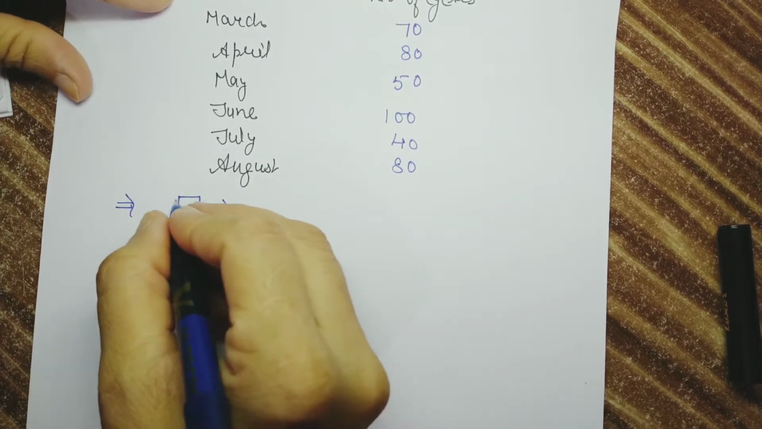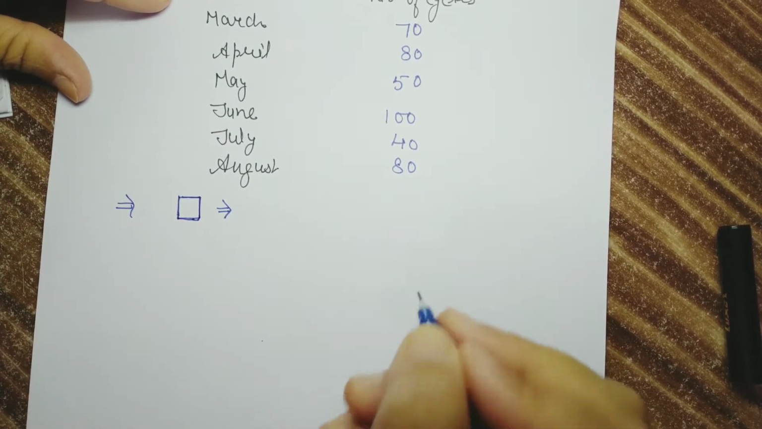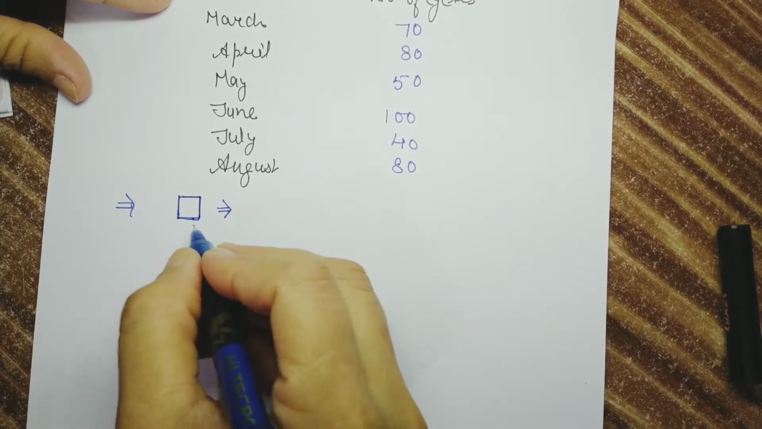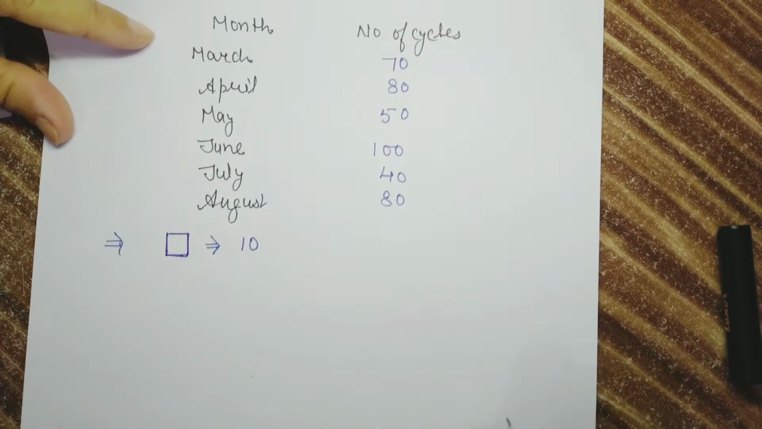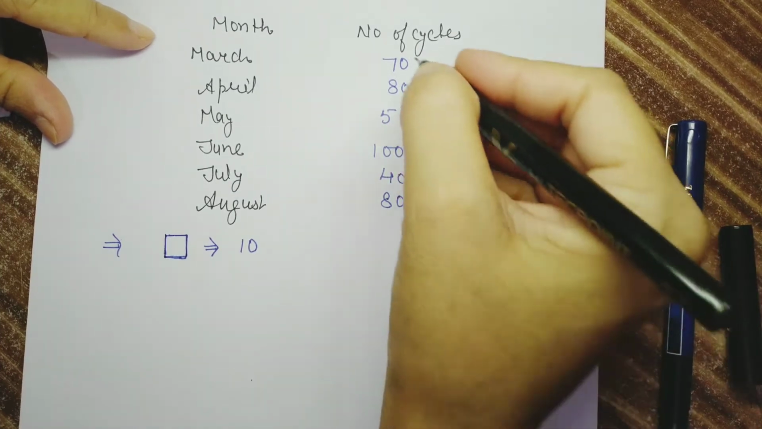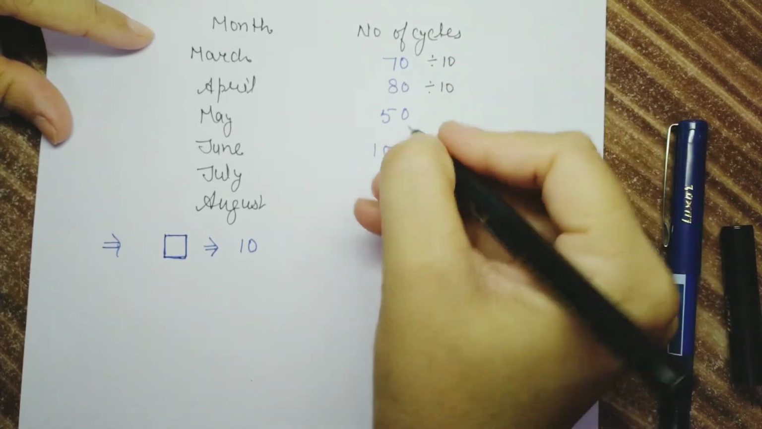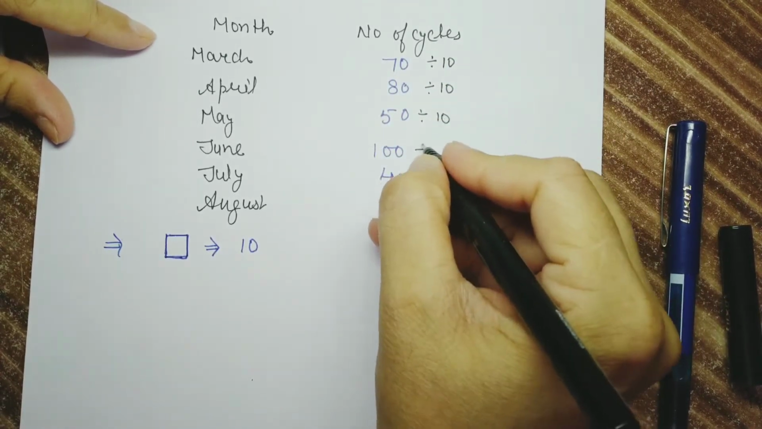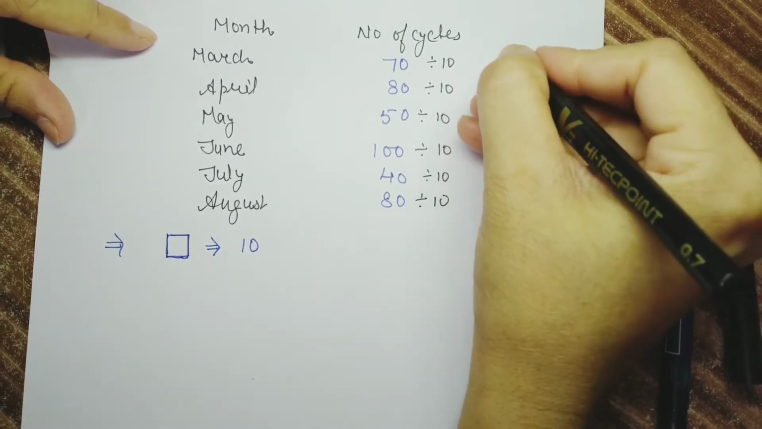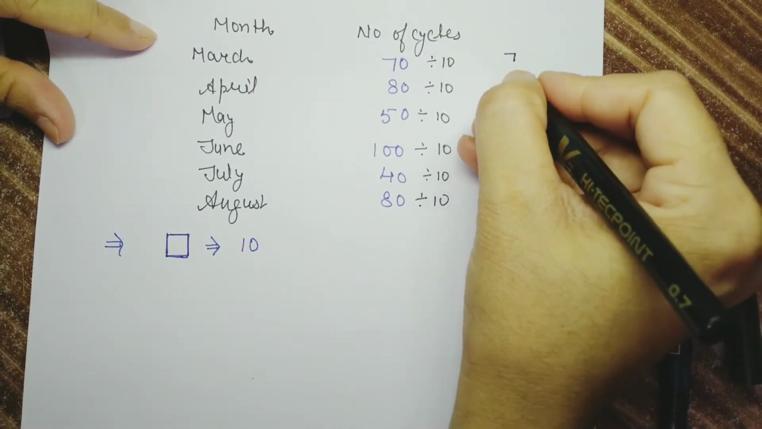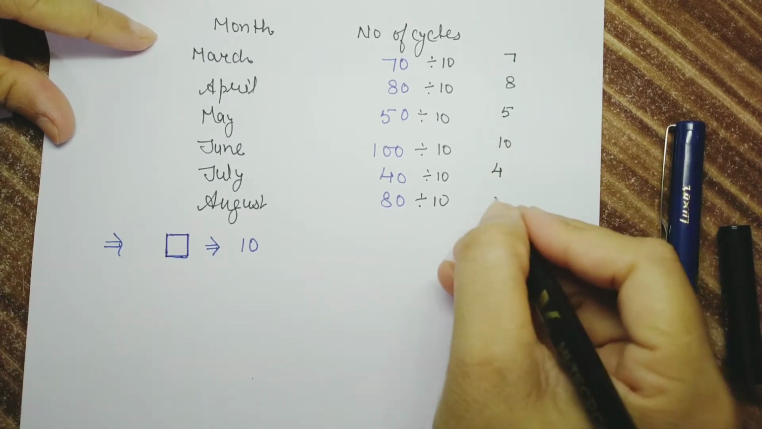For example, here I have taken a picture of a square. Students, you can take any type of picture, the easiest picture you can take. So here I took a square. A square represents 10 cycles. To find the number of pictures you have to draw, divide the given frequency by 10. We observe that all the numbers are easily multiples of 10, and when we divide by 10 we get the answer. Here we will draw 7 pictures, next 8 pictures, 5, 10, 4 and 8.